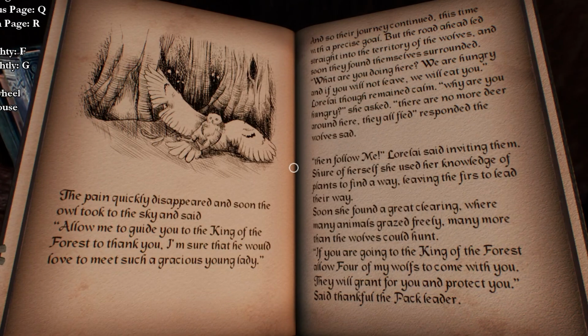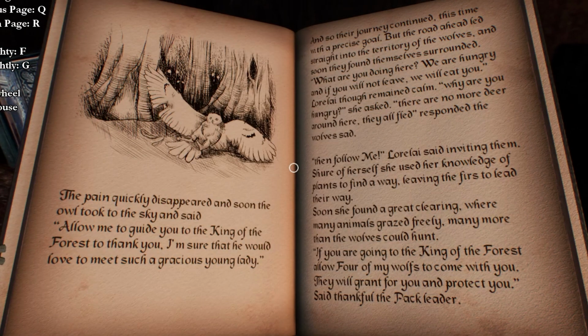"If you are going to the king of the forest, allow four of my wolves to come with you. They will guard you and protect you," said the thankful pack leader.